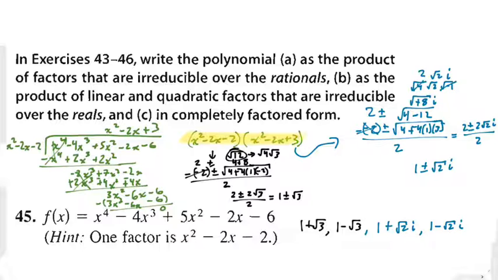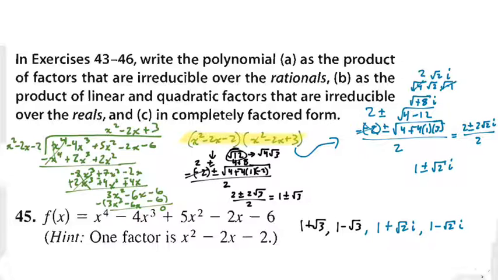We did it. Okay, let's see part B. As a product of linear and quadratic factors. Oh, that is also that. And then we have over the reals. So this one satisfies the A and the B. And then we have the last one in completely factored form. How do we do that? We got to use our zeros.